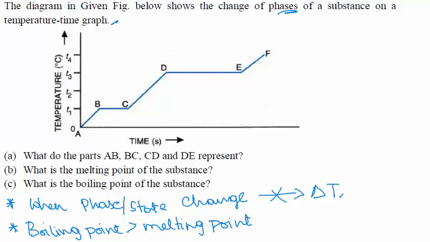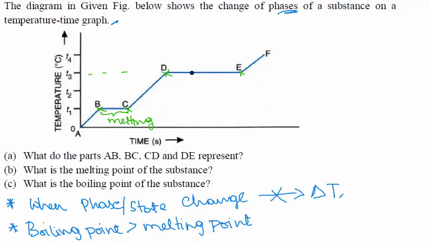Now let's go back to the graph and try to understand it. Temperature is constant between what points? B and C as well as D and E. So phase change is happening between BC and also between DE. So what is happening at BC? Melting or boiling? Melting, right? Because T1 is lesser compared to T3 here. So melting is happening between B and C.